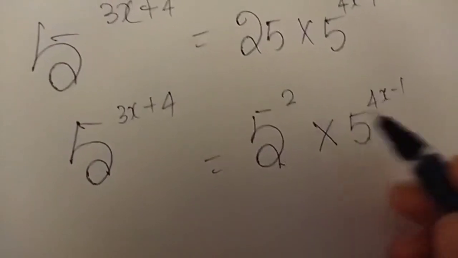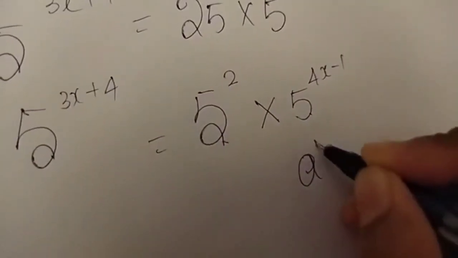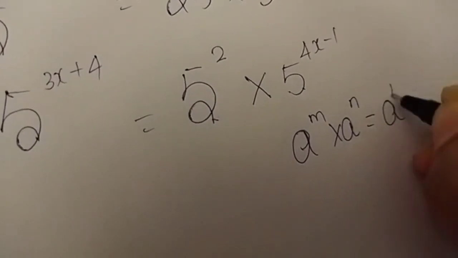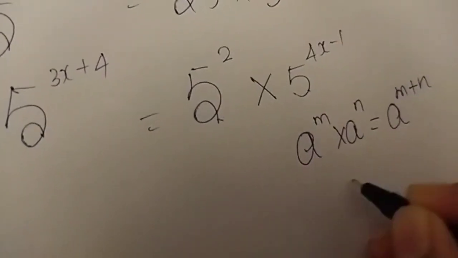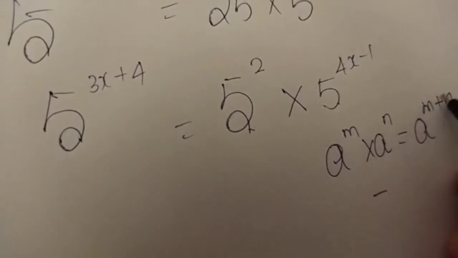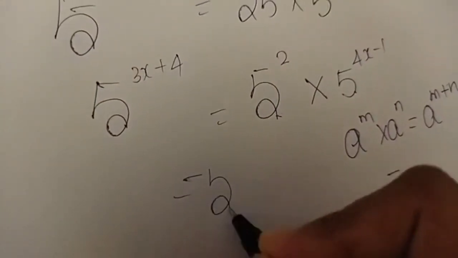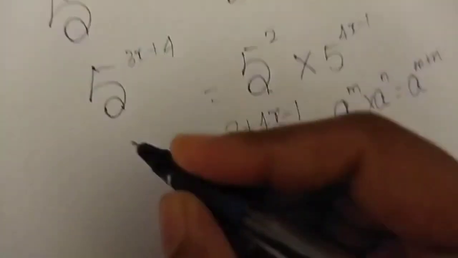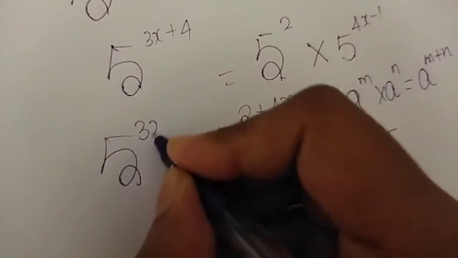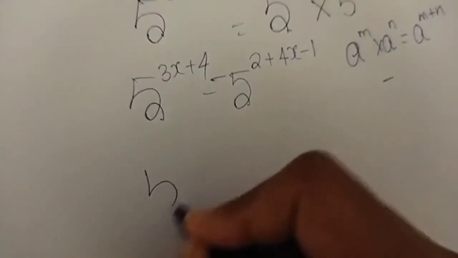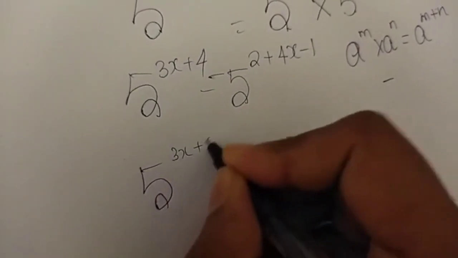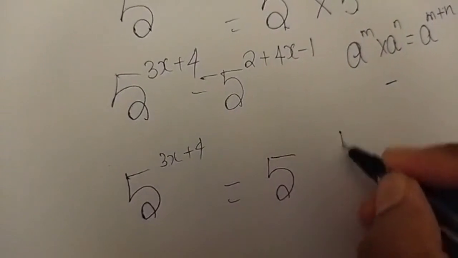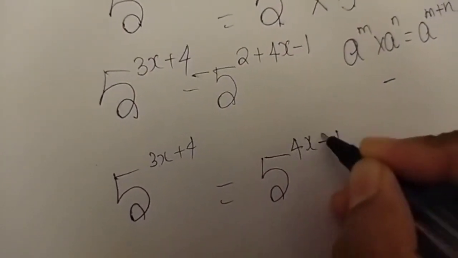Here we have the same base in multiplication. We know that a power m into a power n is equal to a power m plus n. So we can add the powers: 5 power 2 plus 4x minus 1. So 5 power 3x plus 4 is equal to 5 power 4x plus 1.